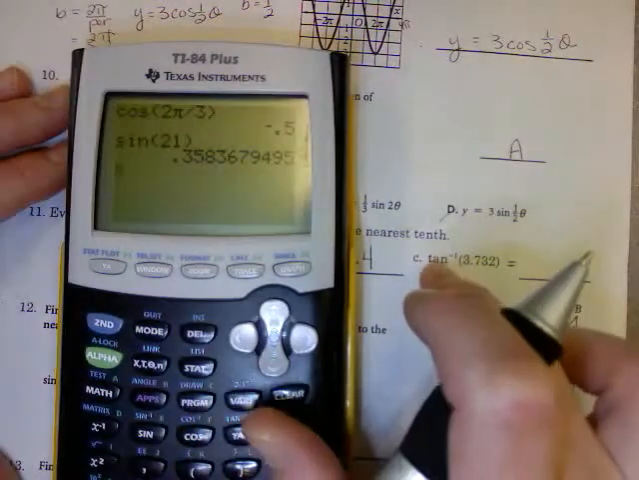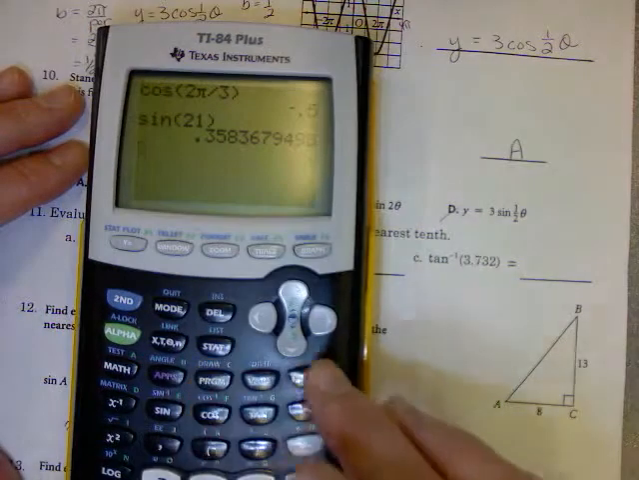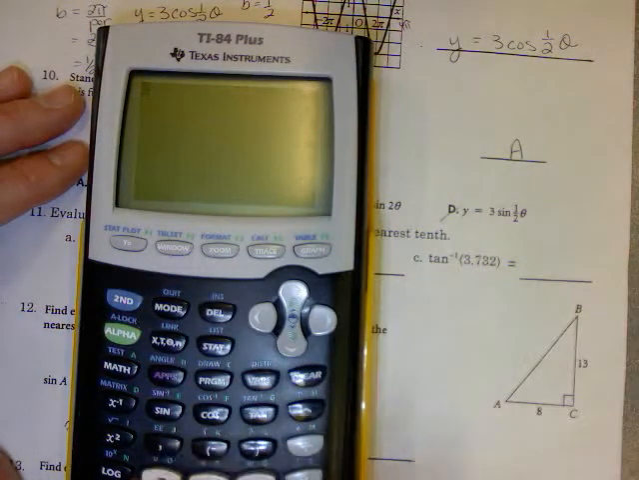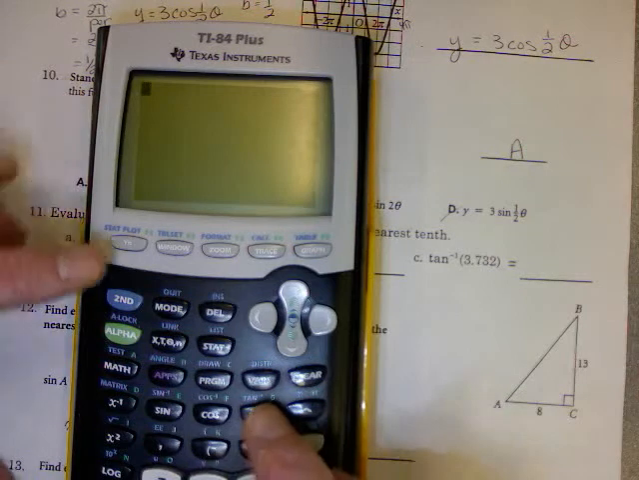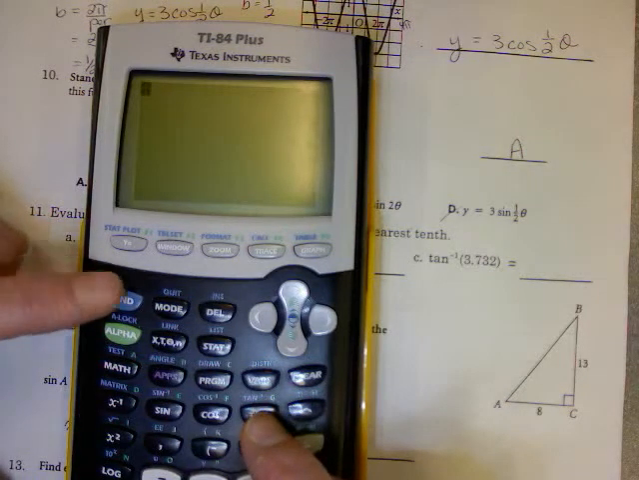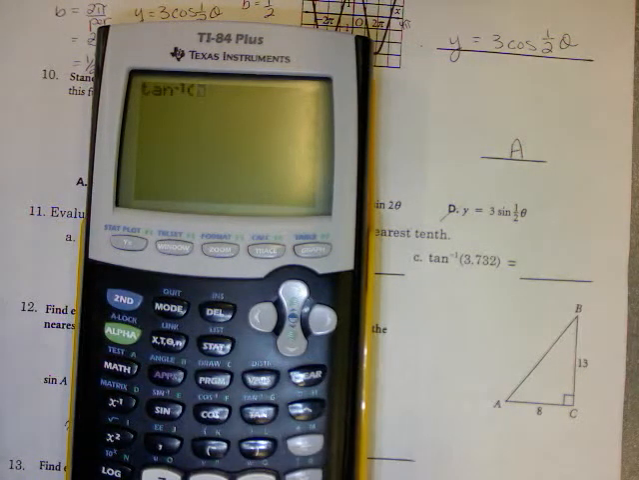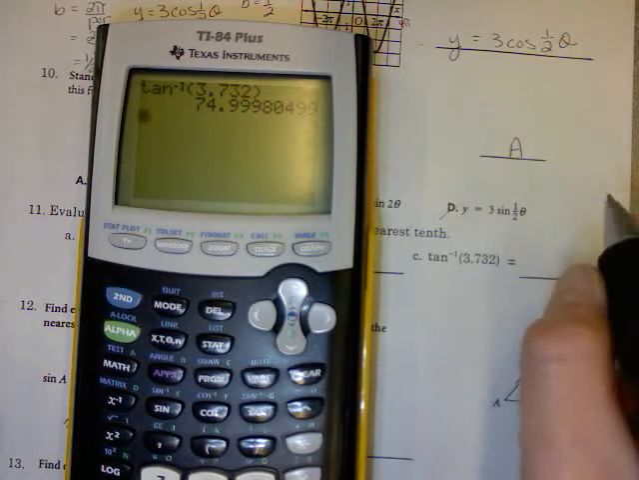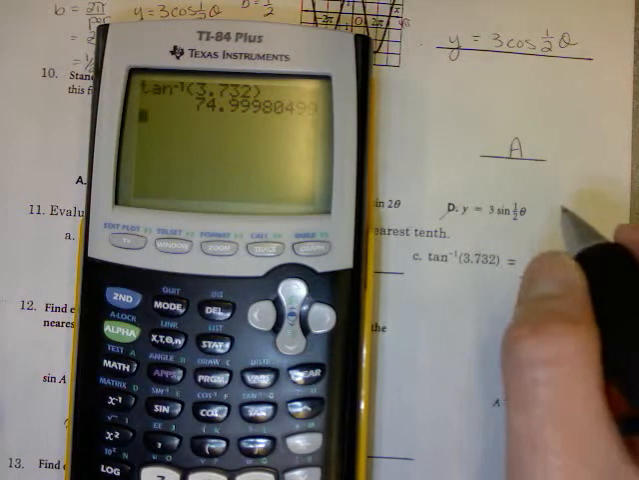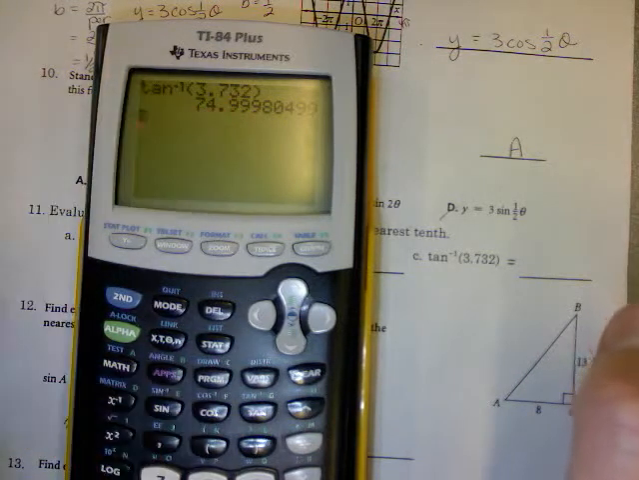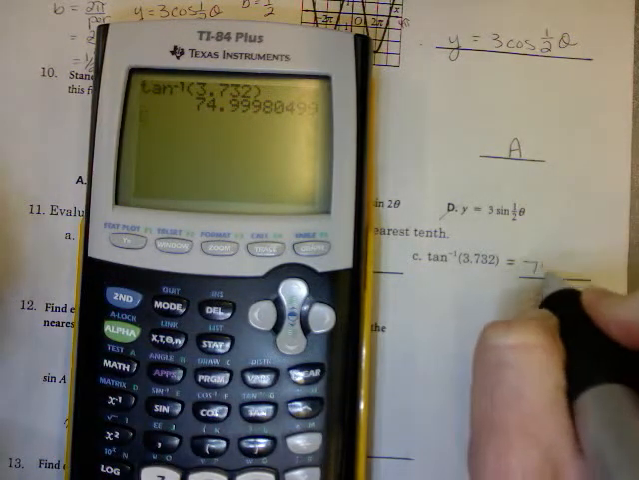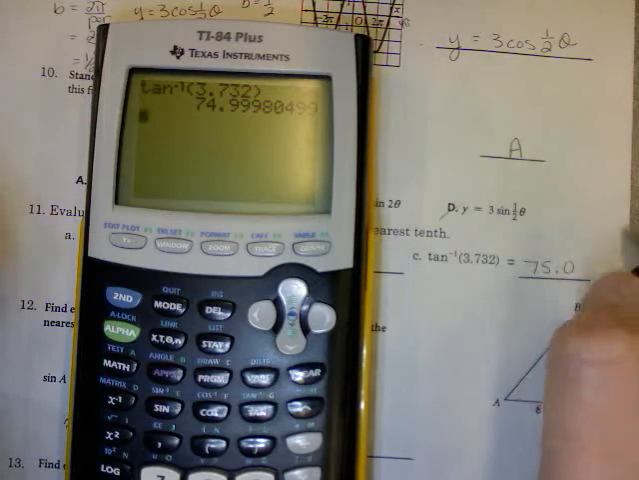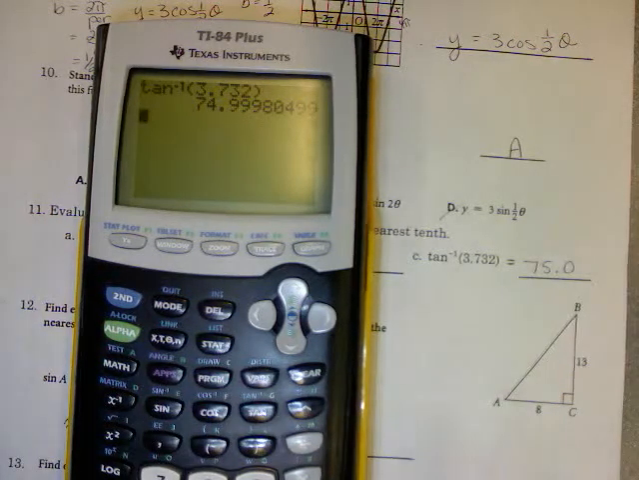And now we're finding an angle measure because we're using an inverse tangent. So we can do inverse tangent of 3.732. Hit enter, and we get a 74.99 degree angle. We're rounding to the nearest tenth, so the 9 will round to a 0. So this is actually 75 degrees, approximately 75.0 degrees, rounded to the nearest tenth.